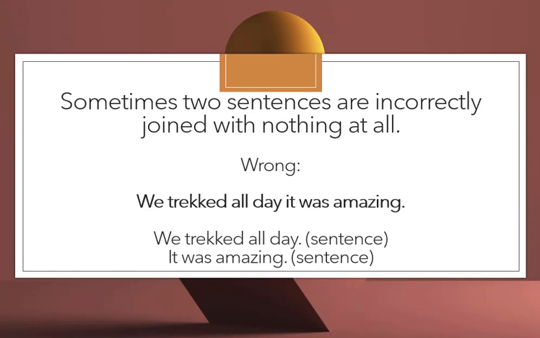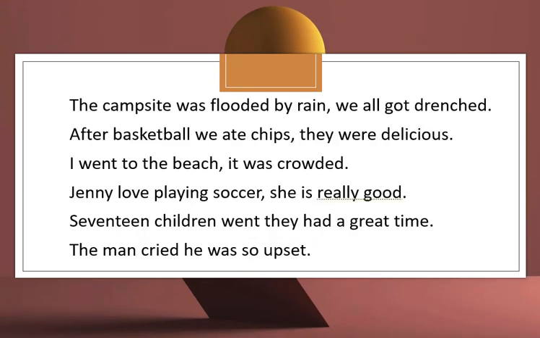Sometimes people leave out the comma altogether, and here's an example. We trekked all day, it was amazing. All right, I see this sort of thing all the time. So here we actually have two sentences. We trekked all day, that is a complete sentence. It was amazing, that is a complete sentence. And you can't do that. You're not allowed to have a sentence on that side and a sentence on that side. You can't have two in the one sentence. They're two separate sentences and they need to be fixed.